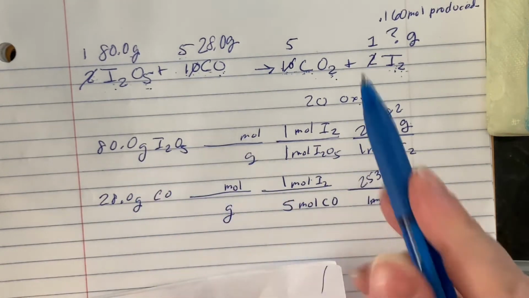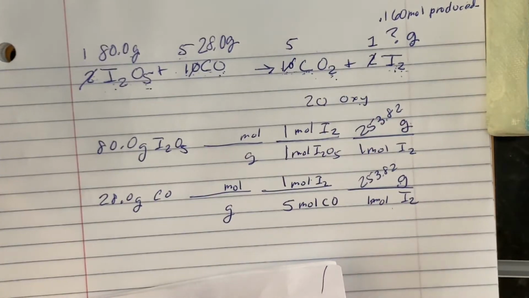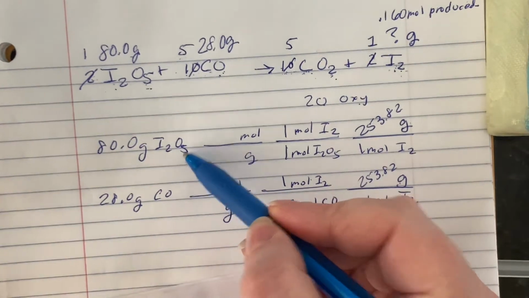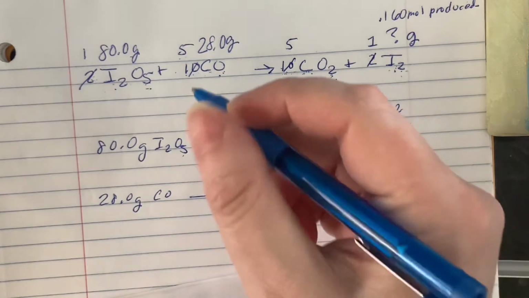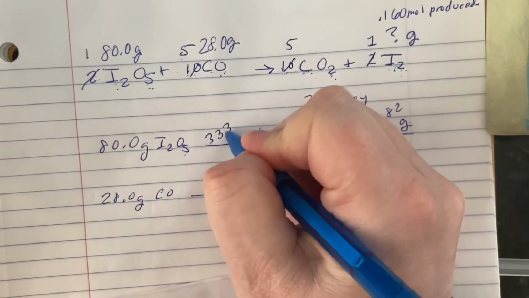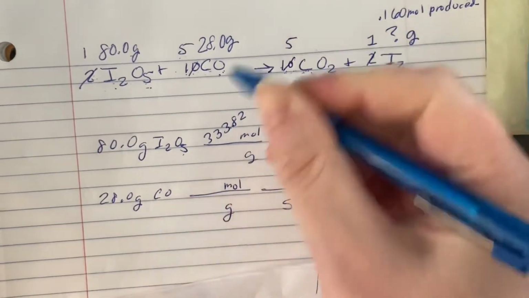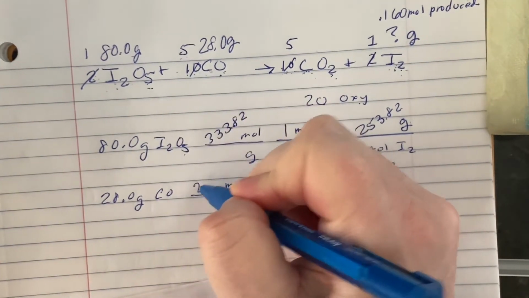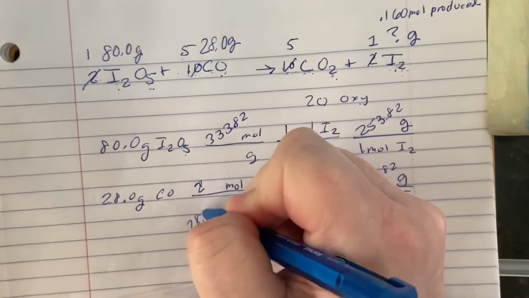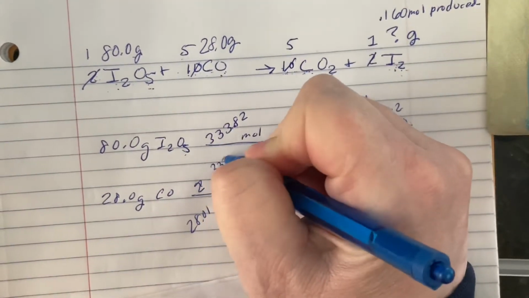Okay. Now I2O5, that's 2 I's plus 5 oxygens, 5 times 16. That gives me 333.82. And carbon monoxide, 12.01 plus 16, 28.01. I'm looking at the calculator and not where I'm writing.